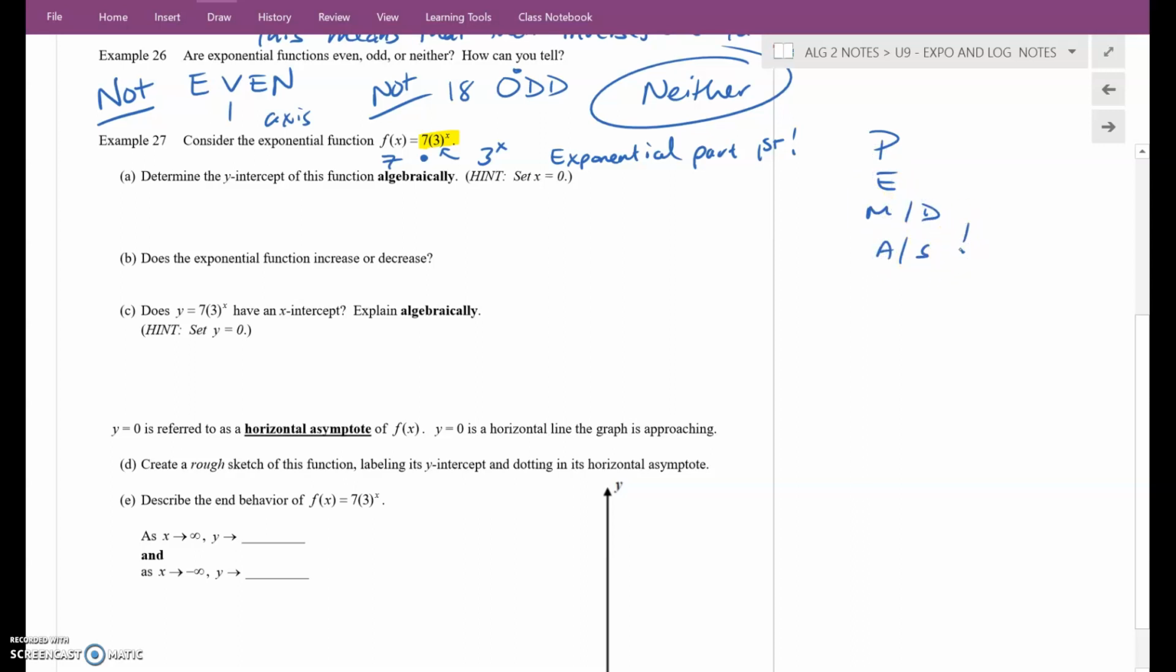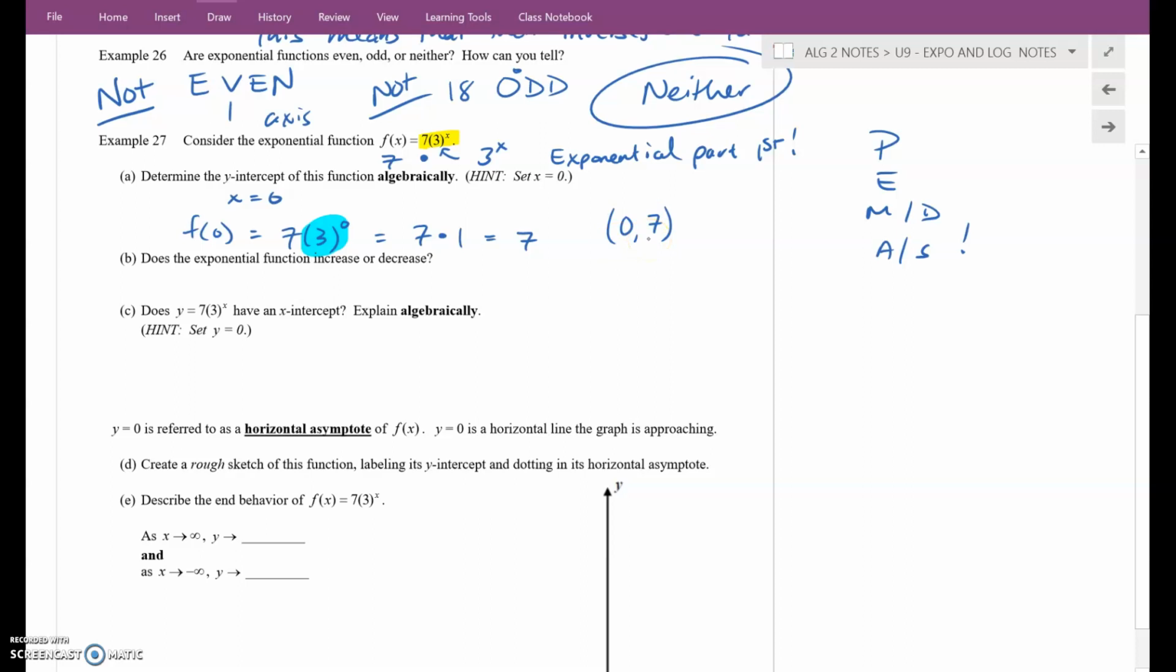Okay. All right, y-intercept. Remember, y-intercepts are where x equals 0. So I'm just going to plug in 0. Again, the exponent part happens first, so we get 7 times 1. Anything to the 0 power is 1, but that doesn't mean the entire expression is worth 1. 3 to the 0 power is worth 1. We have 7 times that, so we have 7, so the y-intercept is 7, which means we're going to have a point at (0, 7).